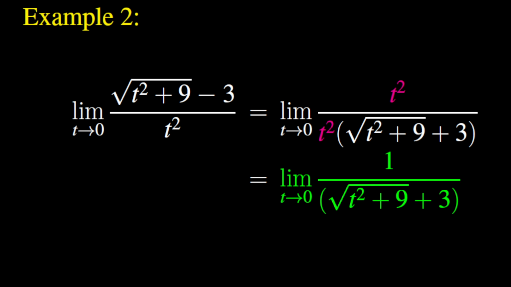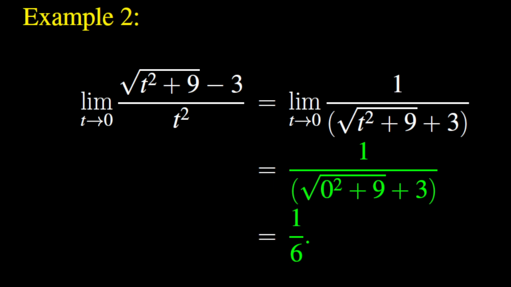9 plus 3. We plug in 0 in the simplified expression and find out that the limit is 1 divided by the square root of 0 square plus 9 plus 3, which is equal to 1 divided by the square root of 9 plus 3. Therefore the limit is 1 over 6.